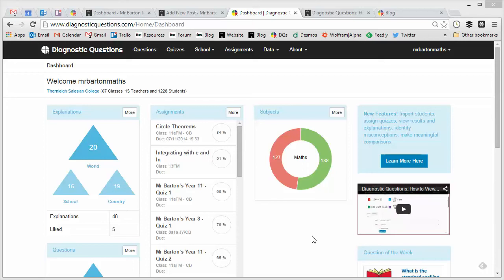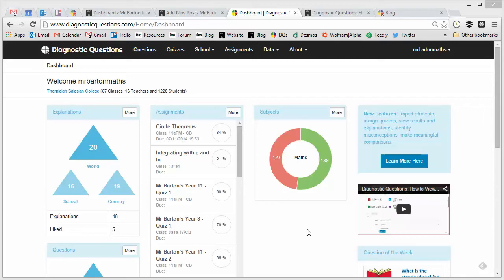Hello and welcome to the Maths Diagnostic Question of the Week number 17 with me, Craig Barton, where each week I pick out a question from my Diagnostic Questions website and I have a look at the answers that students have given and, crucially, the explanations that students have given for those answers, in a bid to see if we can uncover and resolve some important student misconceptions.